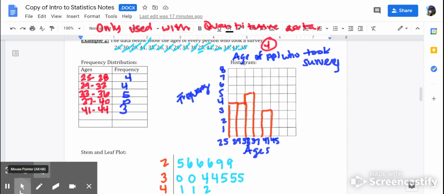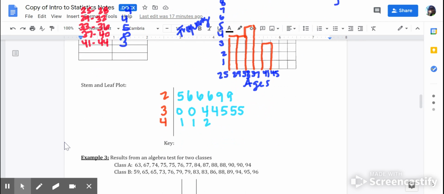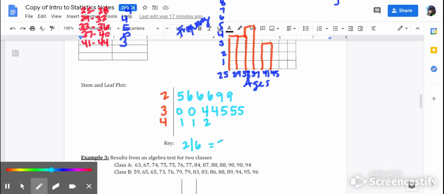Now the last part of this is you have to make a key that's going to go with it. So we can pick any number on the list. So let's say 2, 6, and tell me that this represents 26 years of age.